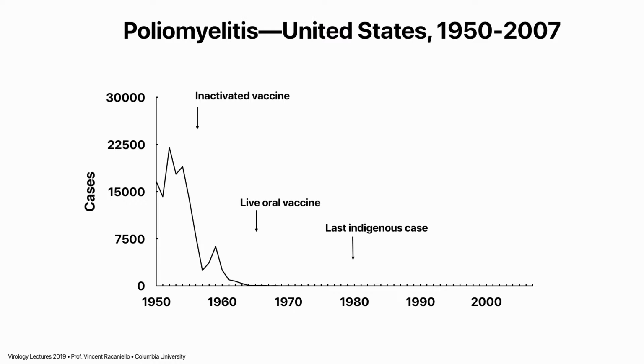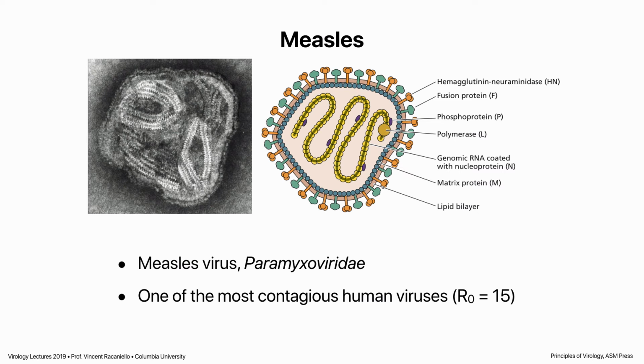In 1962, we introduced the oral Sabin vaccine. The last case of polio in the US was in 1979. We haven't had a case of polio since then. And as we'll see later, globally, there are less than 200 cases a year of polio. And so it is on the verge of being eradicated. And it probably will be within 10 years or so.